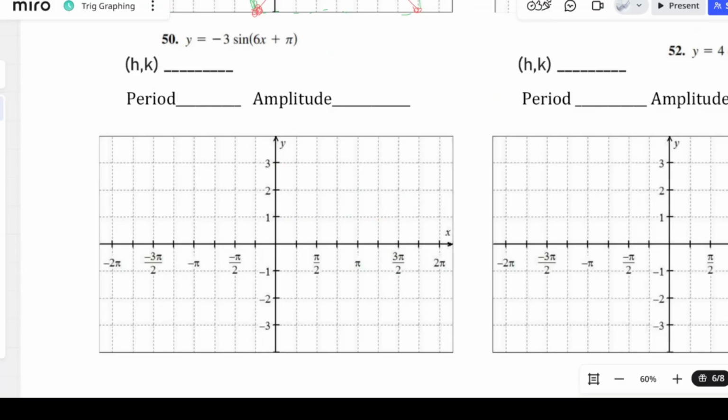So I have to be careful. This would be a mistake. Kind of like that last one, you have to do a little bit of work to get it into the actual correct format. In this case, you have to factor out 6. Which means h is negative pi over 6. And the period is 2 pi over 6.